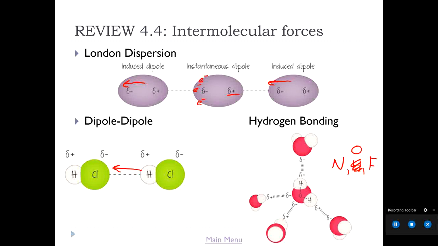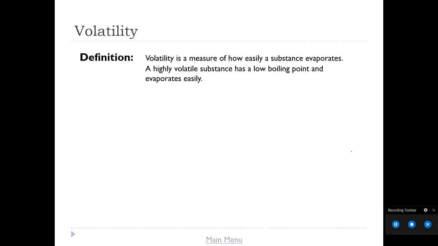So we're going to tie these intermolecular forces into studying the physical properties of organic compounds, starting with volatility. Volatility is a measure of how easily a substance evaporates. A highly volatile substance has a low boiling point and evaporates quite easily.